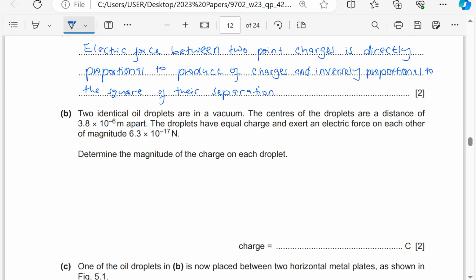Then two identical oil droplets are in a vacuum. The centers of the droplets are a distance of 3.8 times 10 to the power of minus 6 apart. The droplets have equal charge and exert an electric force on each other. Determine the magnitude of charge on each droplet.